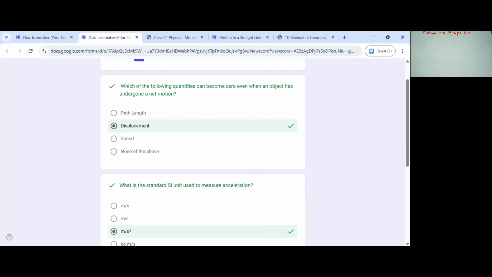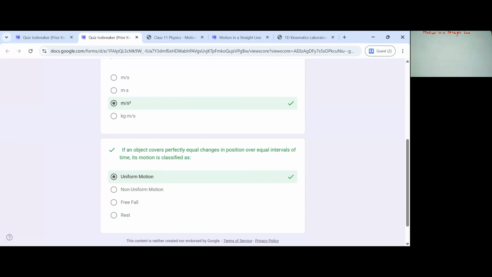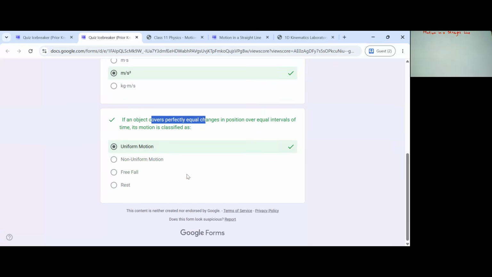Yes, first one: which of the following quantities can become zero? Displacement. What is the standard SI unit used to measure acceleration? Meter per second square. If the object covers equal distance in equal intervals of time, it is uniform motion. Clear? Good. Okay.